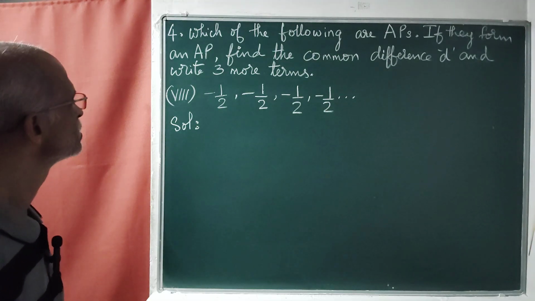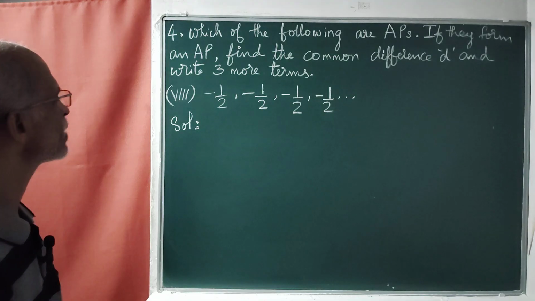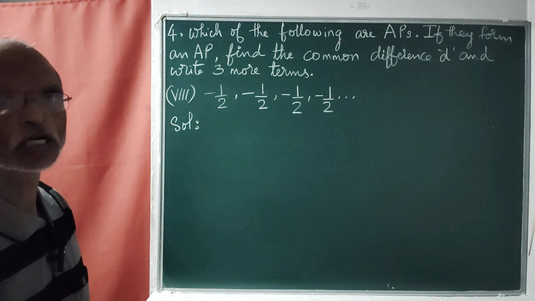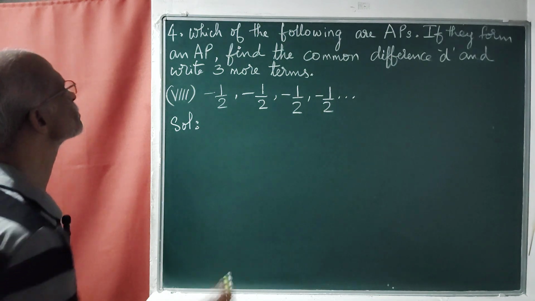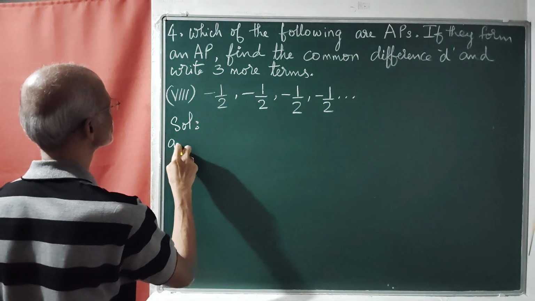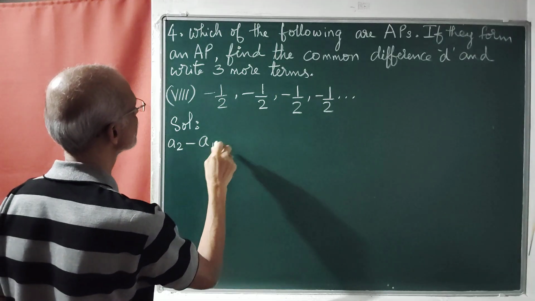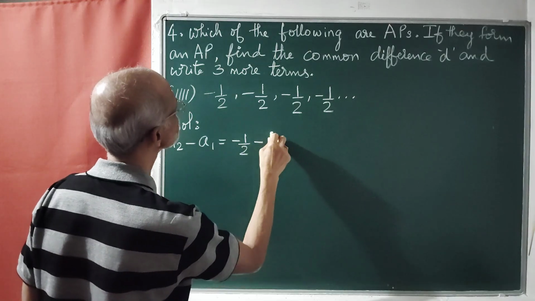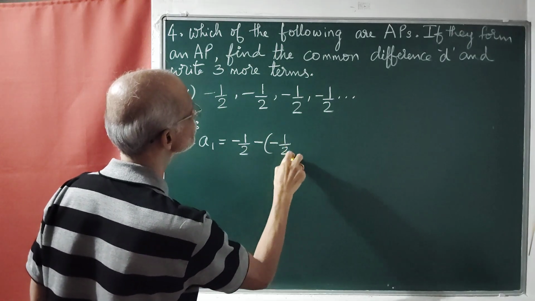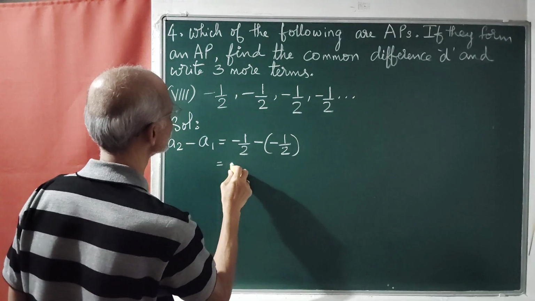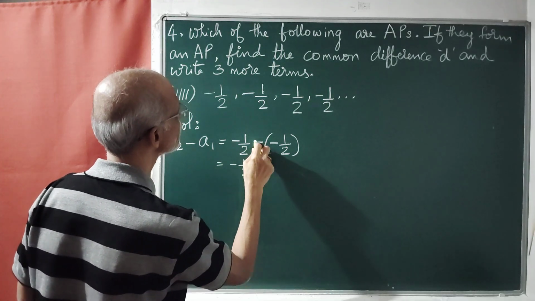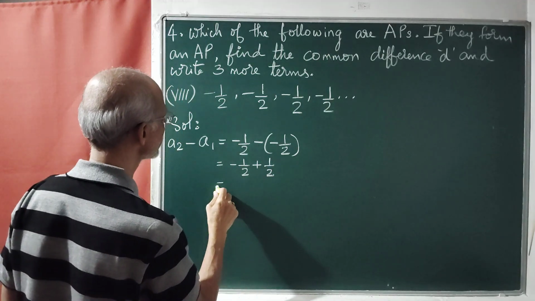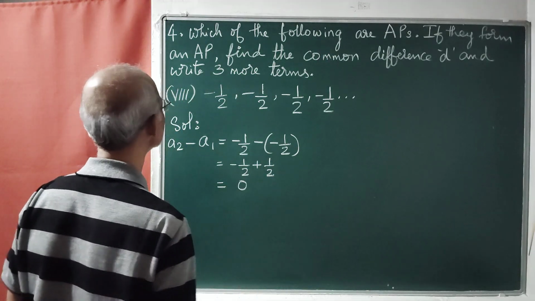Sub question 8. They are given a list minus 1 by 2, minus 1 by 2, minus 1 by 2 and minus 1 by 2. Now we'll first find the difference and see. So A2 minus A1, minus 1 by 2 minus minus 1 by 2. We get minus 1 by 2, minus into minus is plus. So plus 1 by 2. So plus 1 by 2 minus 1 by 2 will get cancelled and get 0.